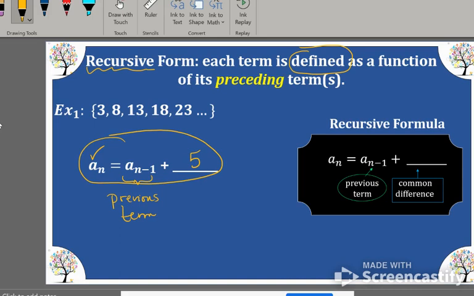The recursive form just defines how we are getting from term to term. So if we wanted to know the 80th term, the recursive form is not very user friendly. I simply would just have to know the last previous term, which was 23, and add 5 until I got to the 80th term of my sequence. So again, recursive simply defines the function by knowing the previous term.